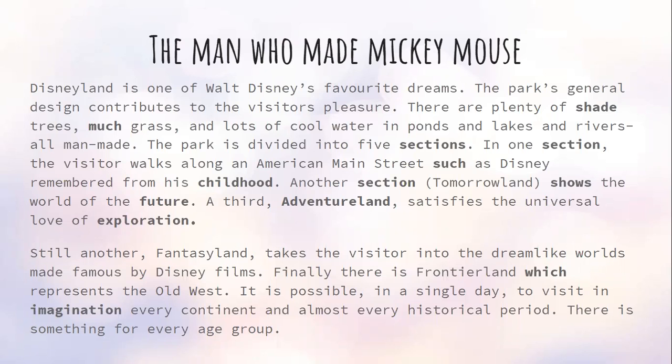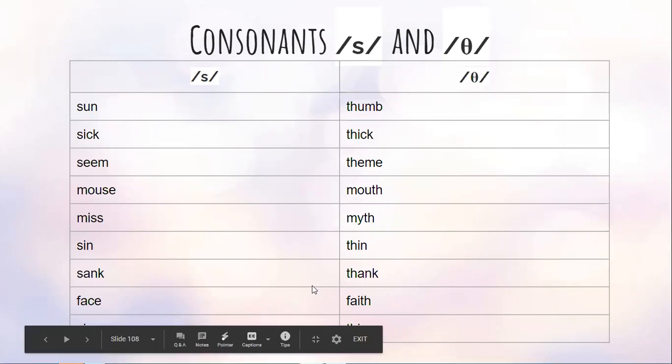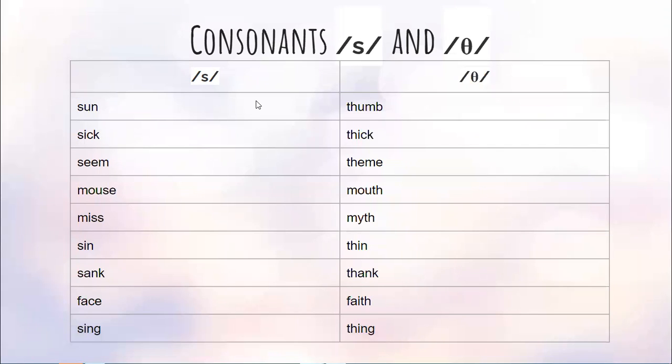So I'm going to give you this as a homework later for you to read and record. Let's continue with one of my favorites. Okay, we have now sounds and sound like in sun and thumb and sick and thick, seam and theme and mouse and mouth, miss and myth, sin and thin, sank and thank and face and faith, sing and thing. Can you see the differences?